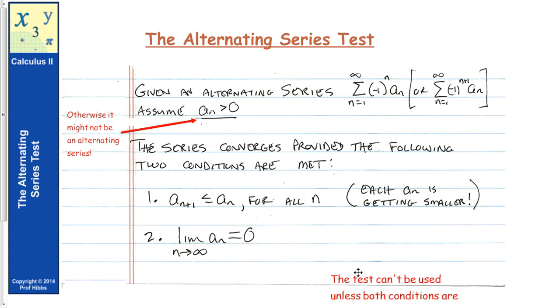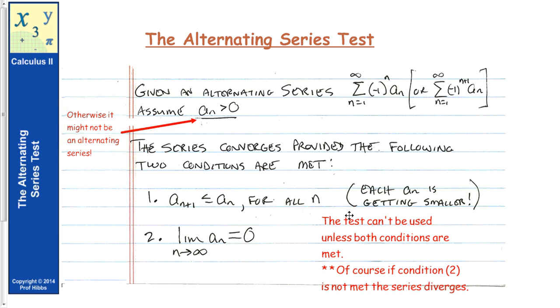Now, the test can't be used unless both of these conditions are met. And of course, if condition 2 is not met, the series diverges. We call that the nth term test, or the divergence test is what we called it when we first started talking about series. So all this does is tell us whether an alternating series converges. But it's easy to use.